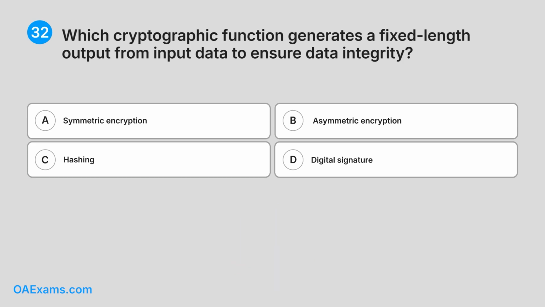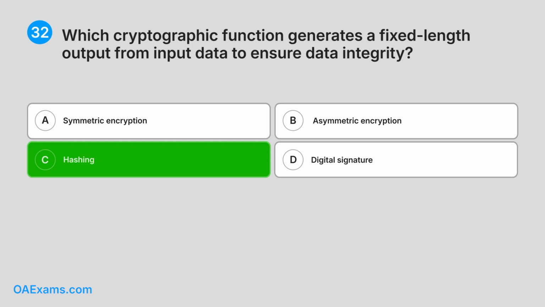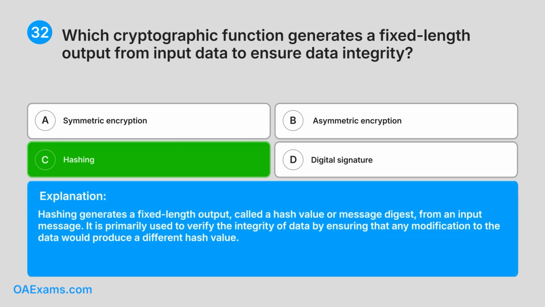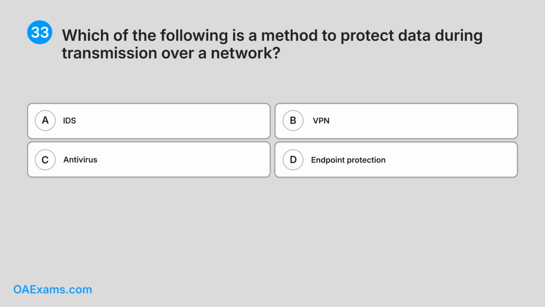Correct answer, C. Hashing. Explanation. Hashing generates a fixed-length output, called a hash value or message digest, from an input message. It is primarily used to verify the integrity of data by ensuring that any modification to the data would produce a different hash value.